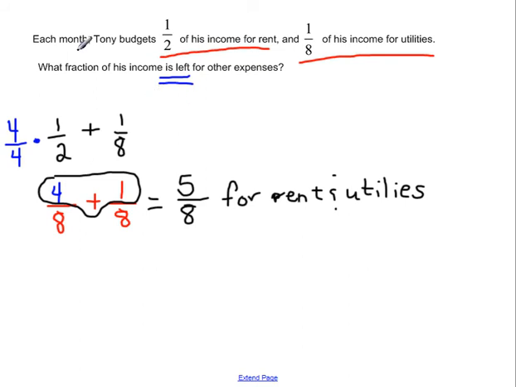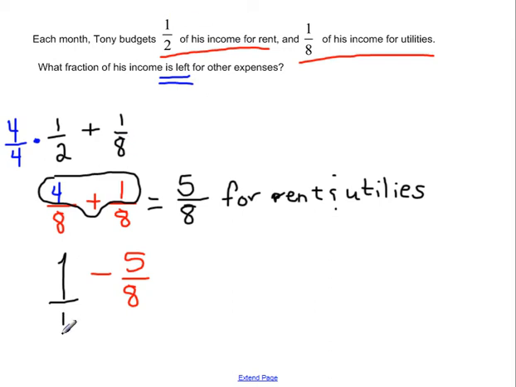Well, if we think about his income as his whole income for the month, he's got his one whole income that comes in every month. So we want to think about that one whole income. From that, we have to take off what's being used for rent and utilities in order to figure out what's left over for other things. So we're going to be doing 1 minus 5/8. And we've got a couple of ways to think about that.